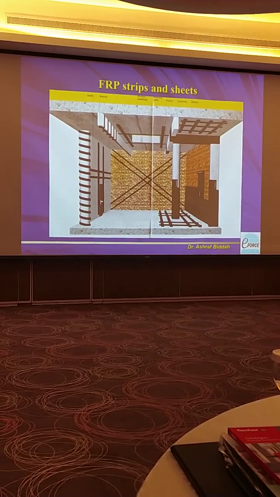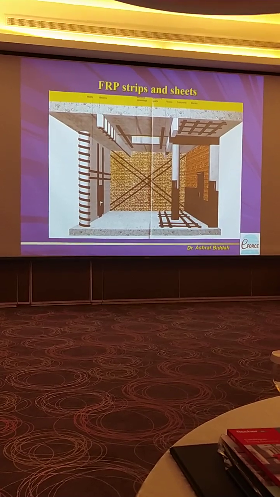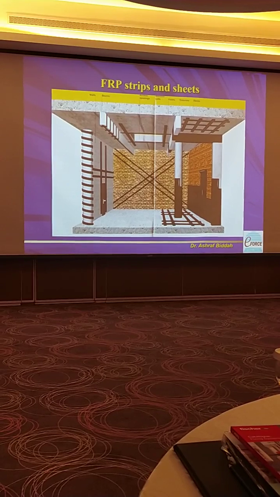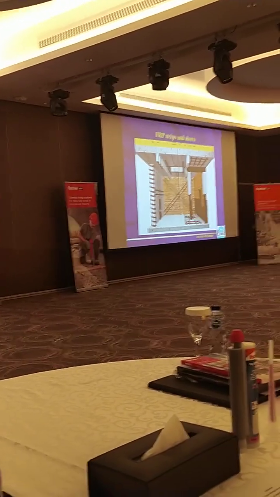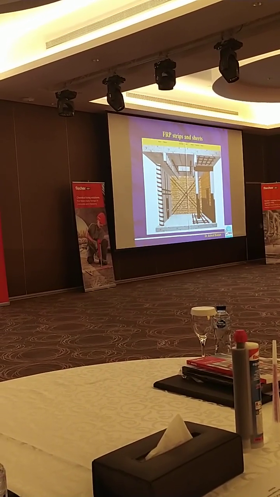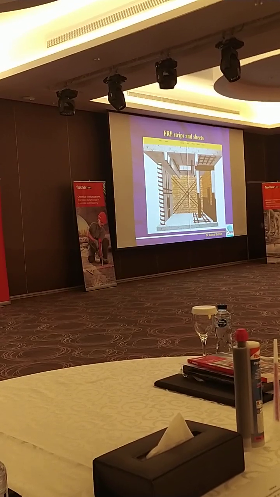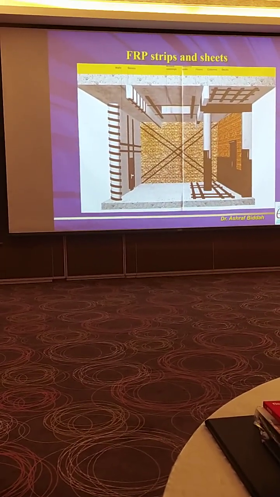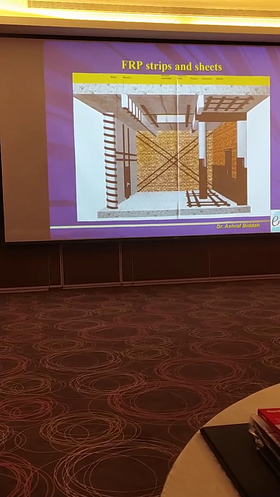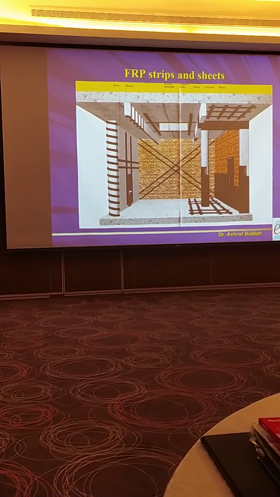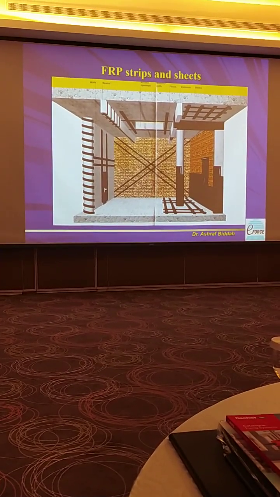We can do wrapping of columns to increase the capacity. We can provide negative reinforcement. We can provide positive reinforcement. We can provide shear strengthening. We can enhance openings, so if you need to make a new opening, you can put CFRP around it. You can increase the capacity of the slab from the bottom or from the top. Even for earthquakes, you can use it, either on the concrete or even on the blocks.